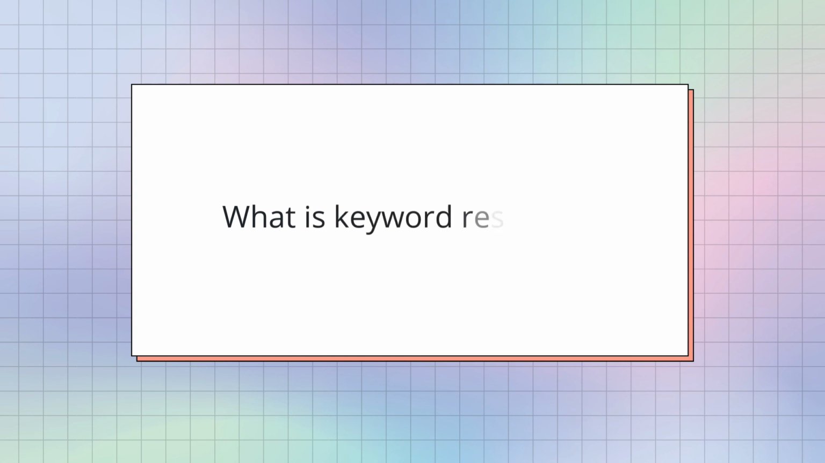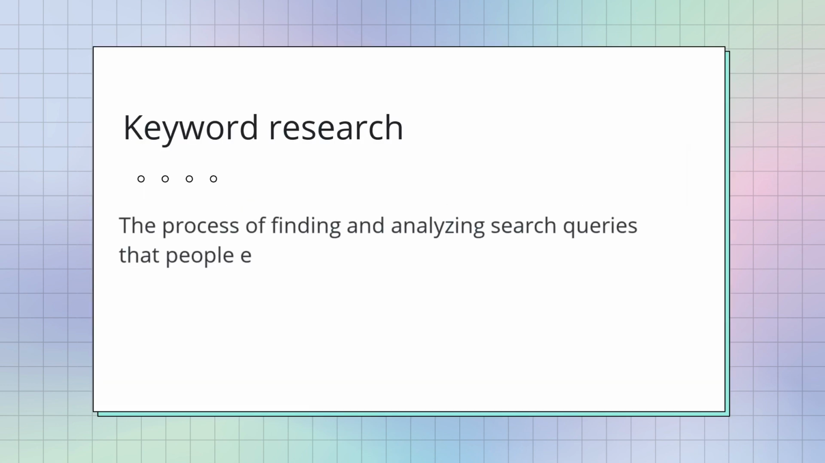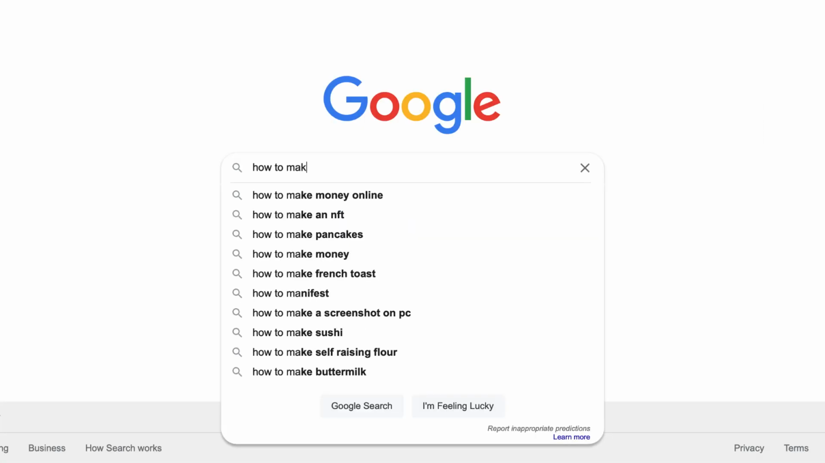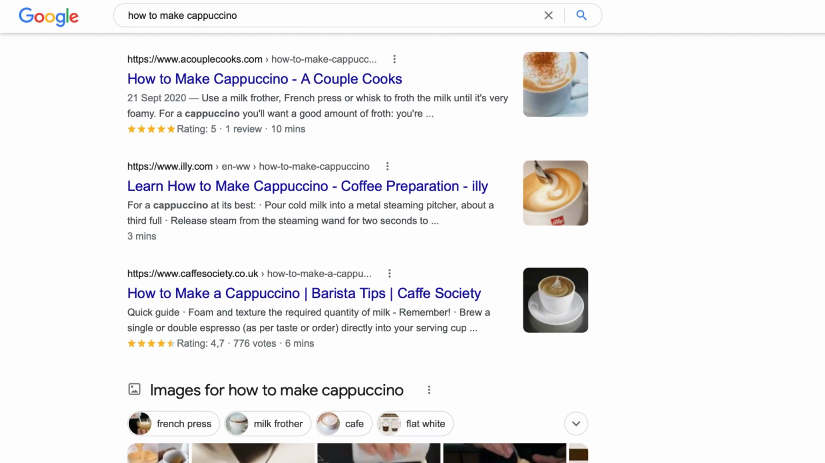Before we move to the practical part of how to do keyword research, I want to make sure that you know the theory. What is keyword research? Keyword research is the process of finding and analyzing search queries that people enter in search engines. Search engines correlate these words with your content and then show it to users. This is how they promote your site and put it in a better rank position.